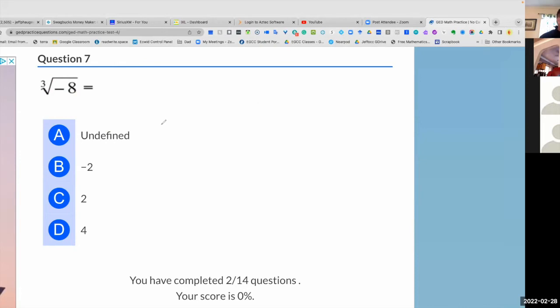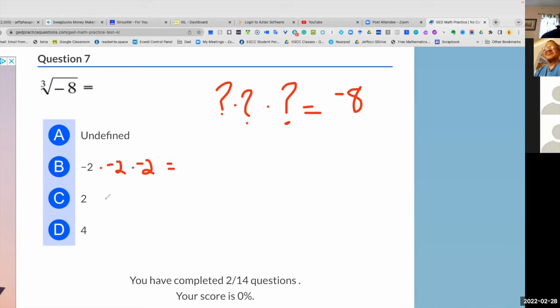So all they're saying is something times itself. So if we did -2 times -2 times -2, it'd be -8. It would work out to -8. That is a tricky, good question.